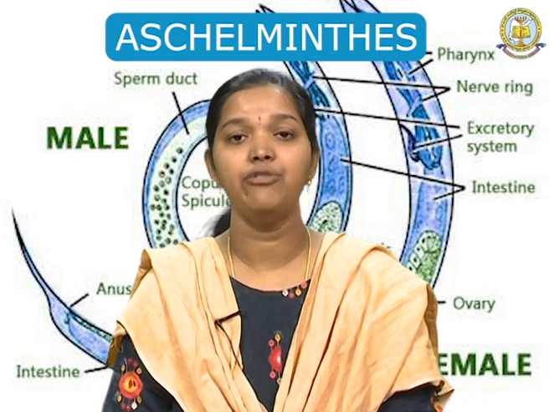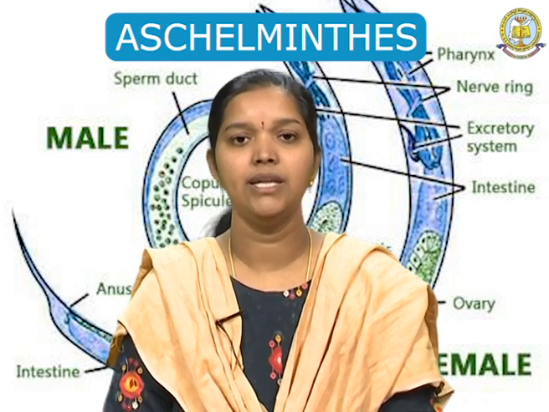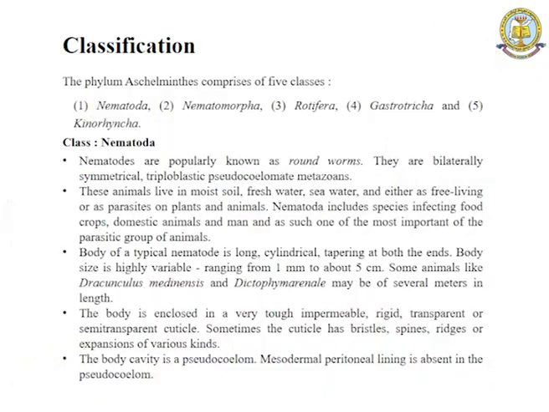There are mainly 5 classes in the Aschelminthes. They are Nematoda, Nematomorpha, Rotifera, Gastrotricha and Kinorhyncha.